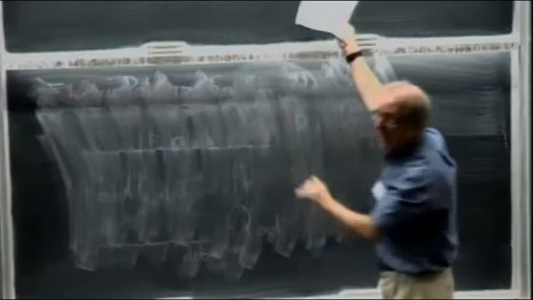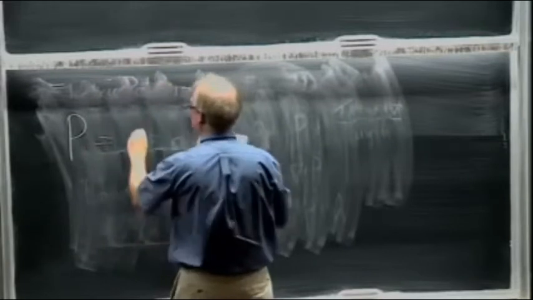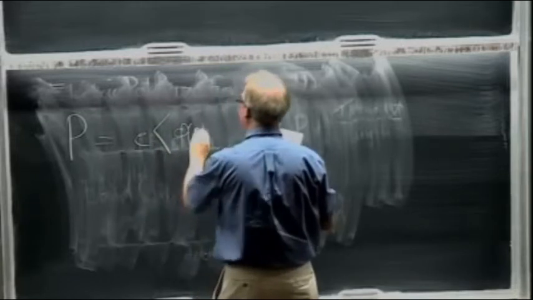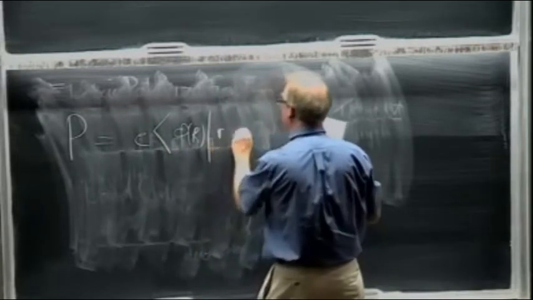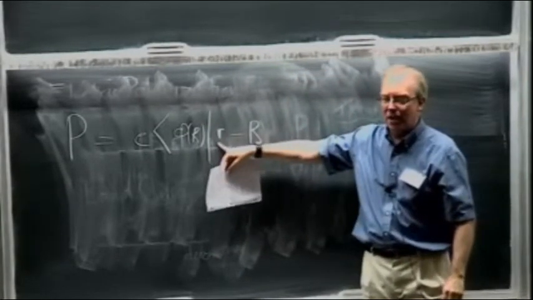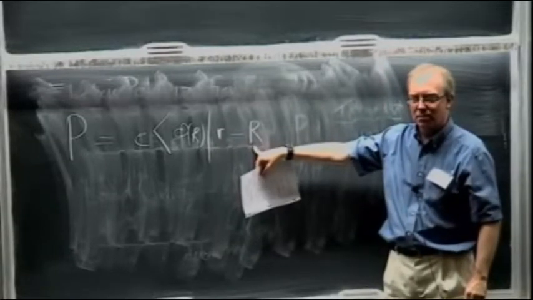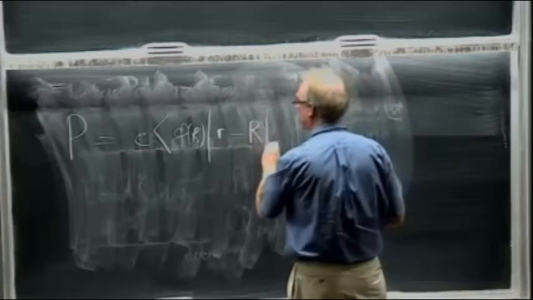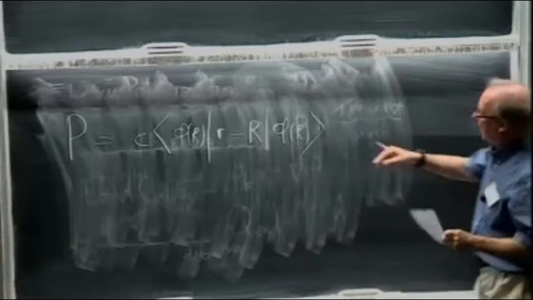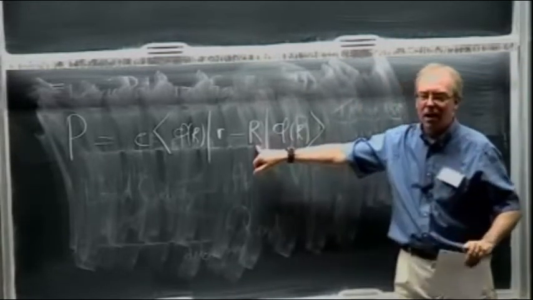But given this choice of a gauge, I can evaluate my polarization now as just the sort of center of mass of my wave function relative to its home base. And I think one's guaranteed that this will be the same no matter which R you use.